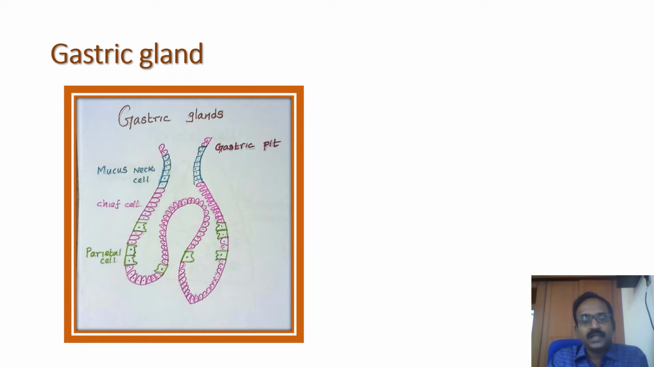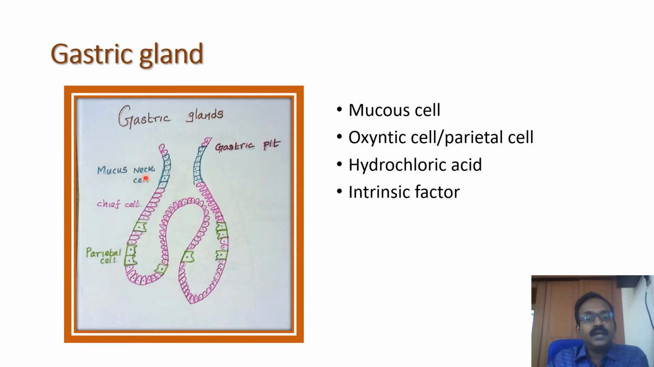Gastric mucosa contains the gastric glands. They contain different types of cells. The mucous cell, present in the neck region, produces mucus to protect the gastric mucosa. It contains more alkaline bicarbonate. The oxyntic cell, the green colored cell, is otherwise called the parietal cell. It produces hydrochloric acid and the intrinsic factor.